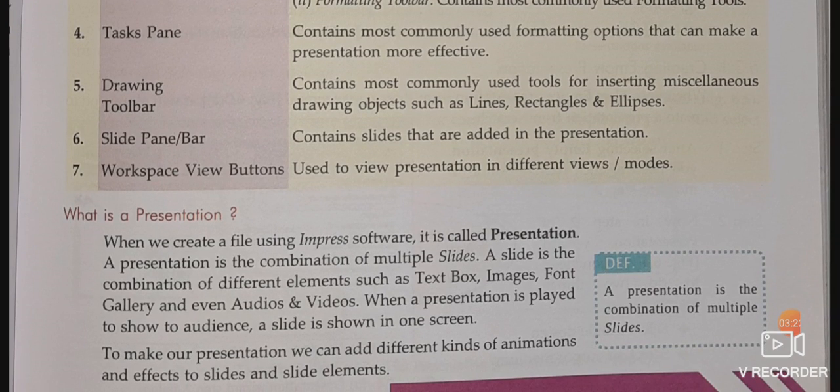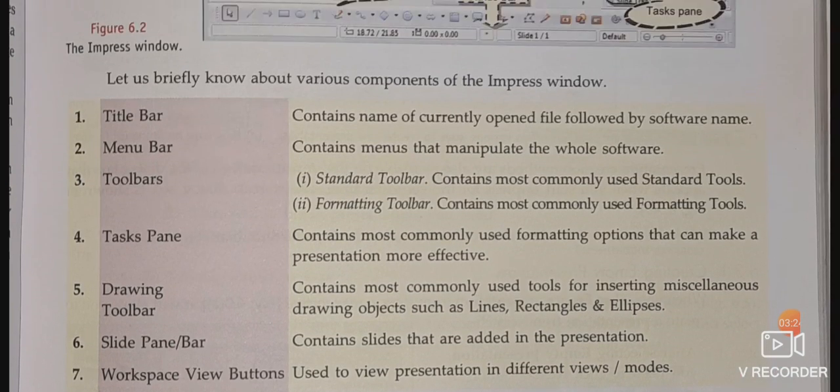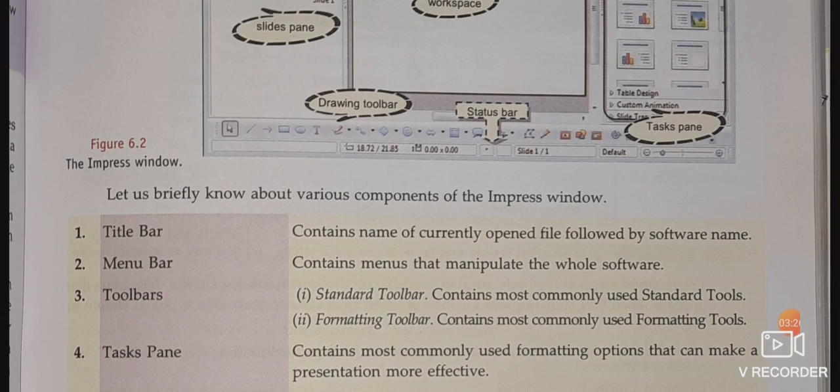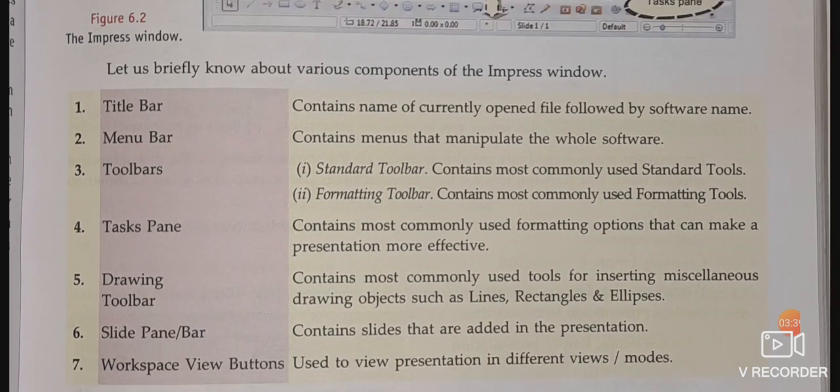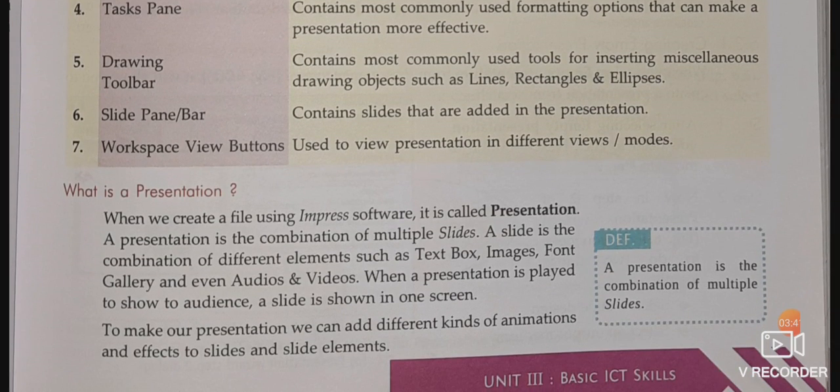Then the drawing toolbar is there, so it is at the bottom, right? You can see here next to the status bar there is the drawing toolbar. So from here you can get various kinds of drawing objects like square, rectangle, and smileys also you can get. Alright, then the workspace I told you earlier.